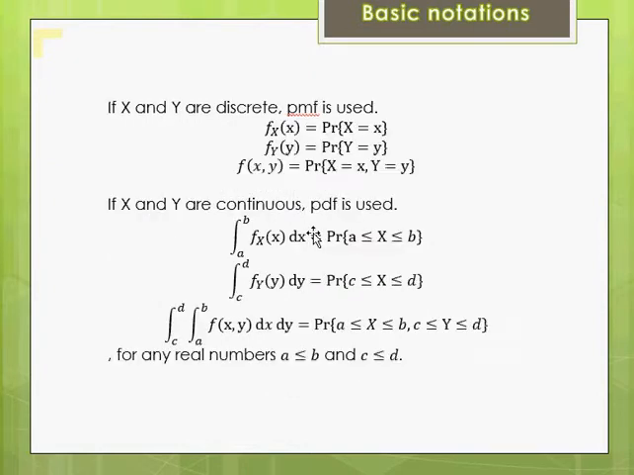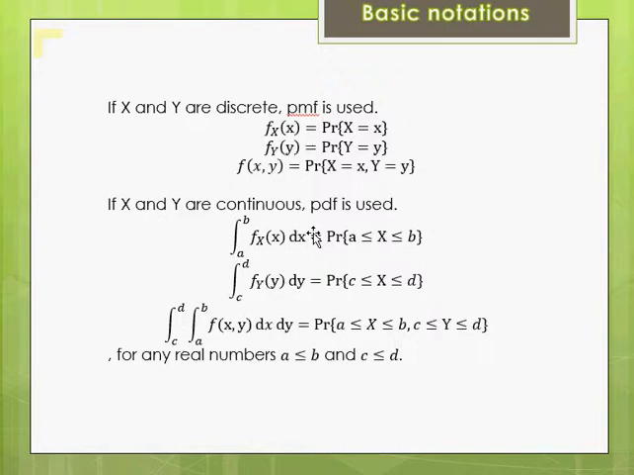However, what are the meanings of the marginal distributions and the joint distribution? It is more understandable for the case of discrete random variables. The marginal PMF of X is the probability of X taking the value of small x, and the marginal PMF of Y is the probability of Y taking the value of small y, while the joint PMF of X and Y is the probability of X taking the value of small x and Y taking the value of small y.